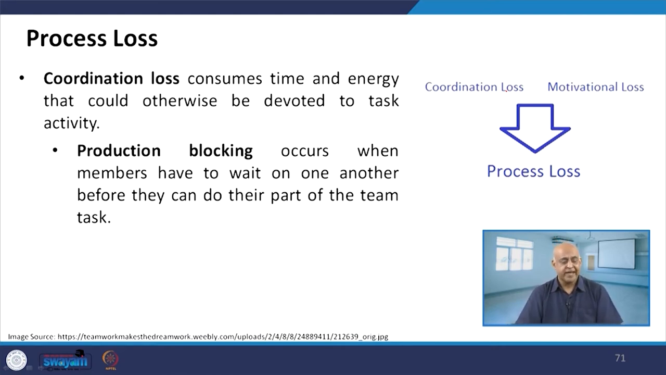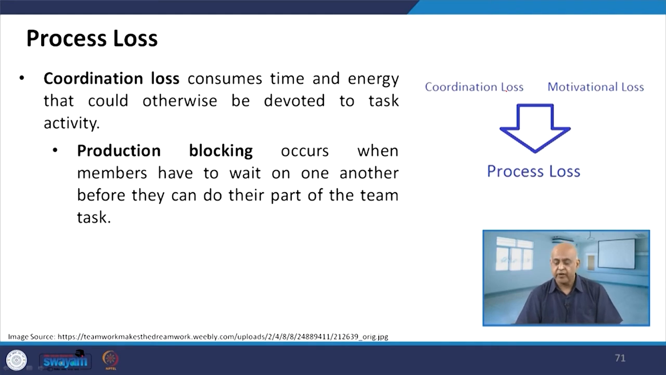Coordinating loss consumes time and energy that could otherwise be devoted to the task activity, and production blocking occurs when the members have to wait on one another before they can do their part of the team task. Here, coordination becomes very, very important. If the coordination loss is there, and two team members are not able to coordinate with each other, they will not be able to manage the time, there will be a loss of energy, and therefore they will not be able to complete the task.